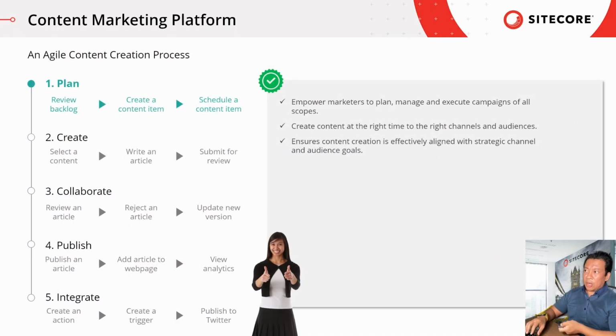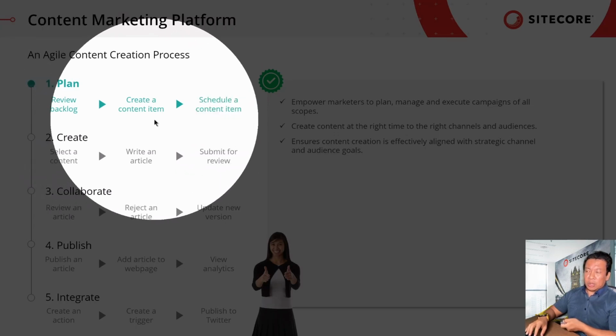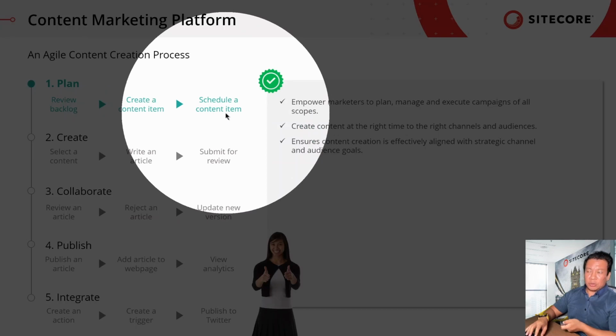So you saw just now how we were able to review the content items from an ideas backlog and choose a content item to be created. We were also able to create the content items using the strategy view, and we can also use the calendar to schedule when to produce a content item.